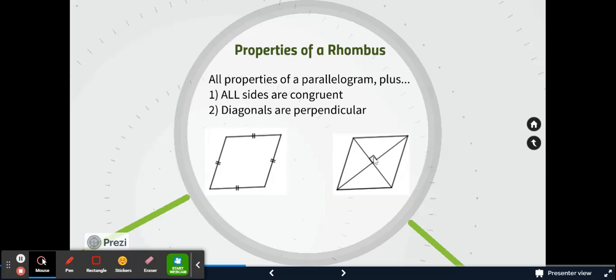And in this other diagram, we can see the second special qualification of a rhombus, in that the diagonals will be perpendicular. They will form a 90-degree angle. So every rhombus will have all the properties of a parallelogram plus these 2 additional true properties.